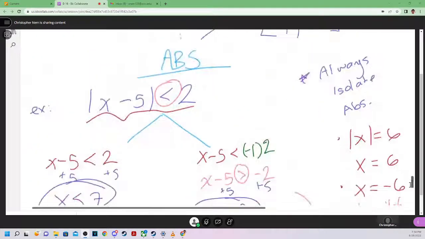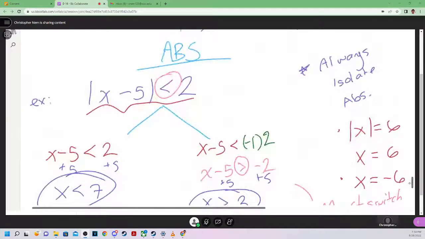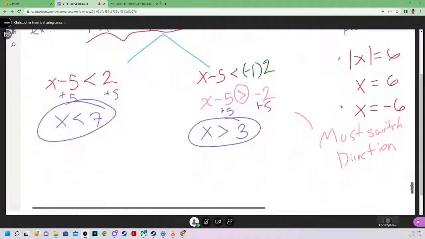And our original one, we use less than. This was a less than symbol. We use a less than symbol originally. And over here, I have a less than, but I have a greater than now. So you'll notice that that does happen sometimes.